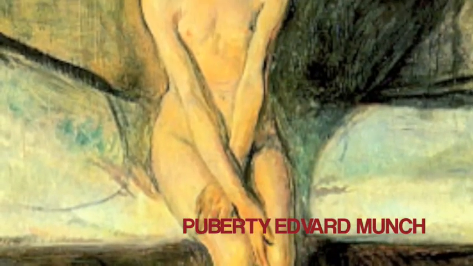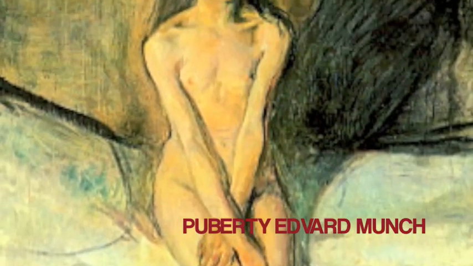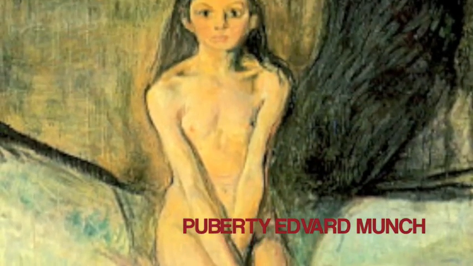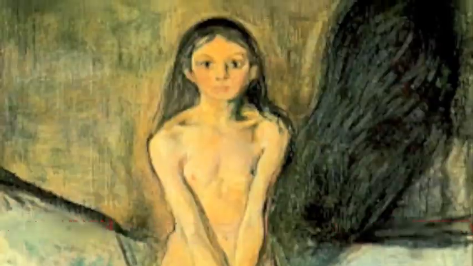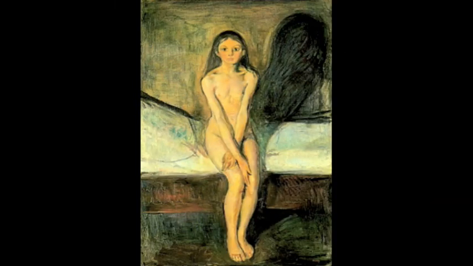It shows a young girl looking straight out at the viewer. She's nude. She's sitting on a bed. She has this scary shadow behind her. And this is a really, really good example of Munch's project. Because remember, he's trying to show you not what the girl looked like particularly, but how he felt about this girl.